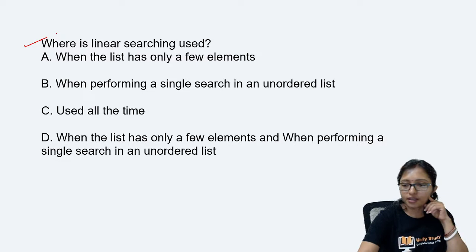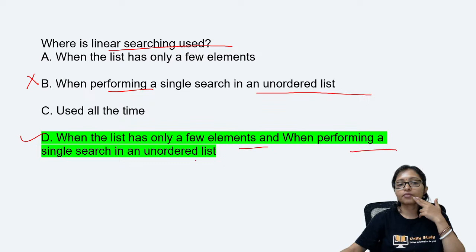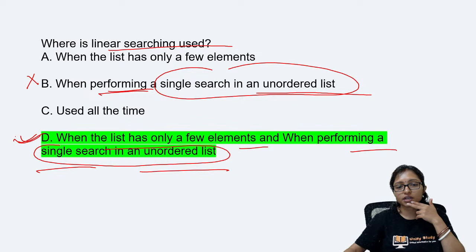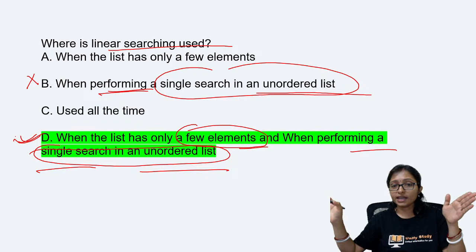Okay. Yes, all of you are telling answer B. Is it answer B? Where linear search is used: performing a single search in an unordered list, when the list has only a few elements. Check D. Which one is the more preferable answer? Performing a single search in an unordered list is already present here, and only a few elements are also there. If there are so many elements, then we will not go for it. If there are so many elements, it will be a hectic task. You need to think about it.